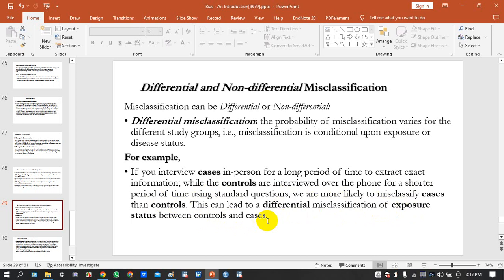You are having cases. For the cases, you interview them in person. But for the controls, whatever you do to the cases, you have to do the same to the controls. But here in the controls, instead of interviewing them in person, you use a telephone call to interview them. And you say you are doing research. Whatever you do to the cases, do the same to your controls. But because you didn't do that, this is a differential misclassification of the exposure status.